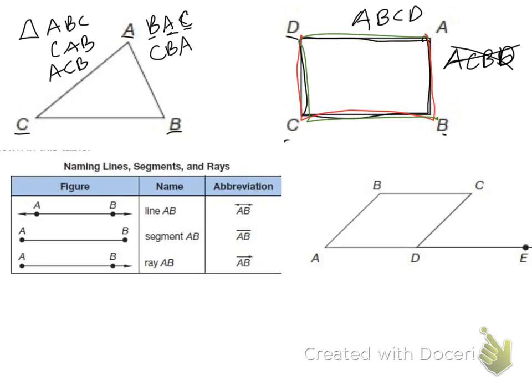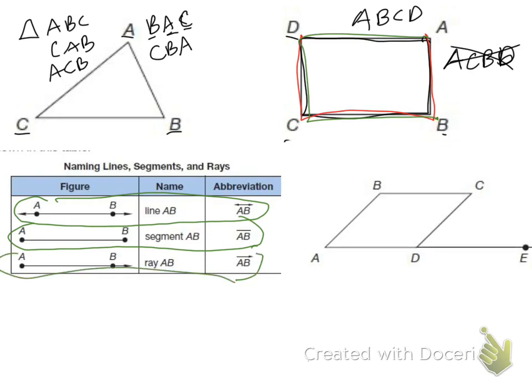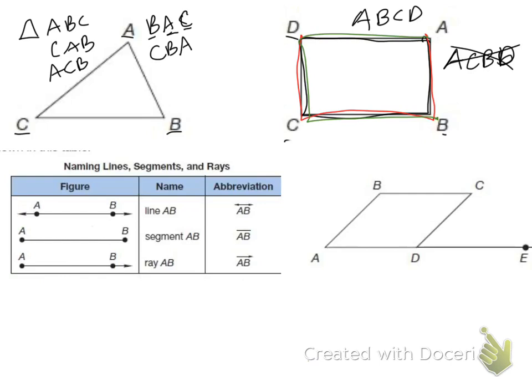Okay. We also can name lines and line segments by letters. So for example, our figure here, this is line AB. We then have segment AB and ray AB. Okay, and it just tells us what it is based on what type of line we have.